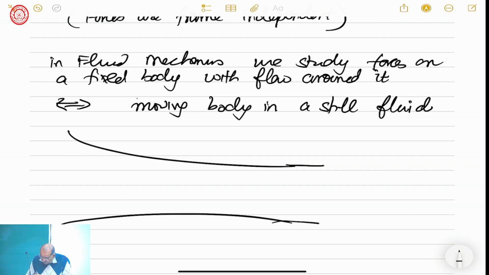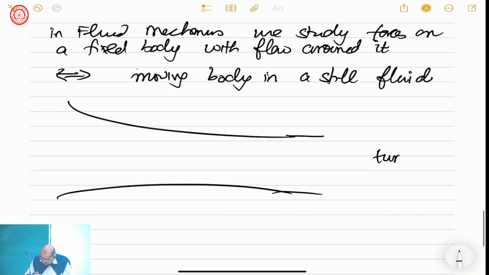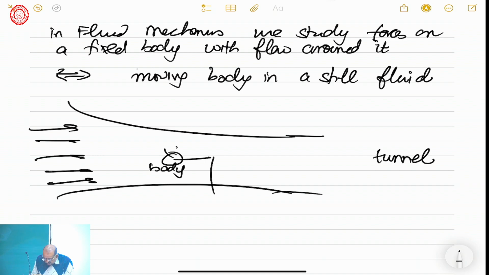And so what we often do is we make a tunnel in which we place the body and we have air flowing past this tunnel. We measure the forces on the body and this is equivalent to the body moving with the speed. Can you guess what is the name of this tunnel? What generic name will we call this with? This is something all of you know.